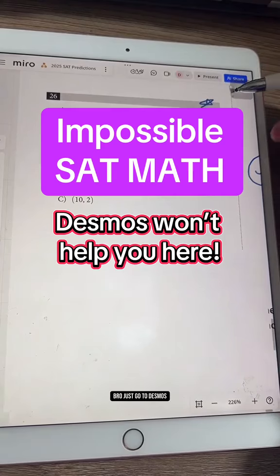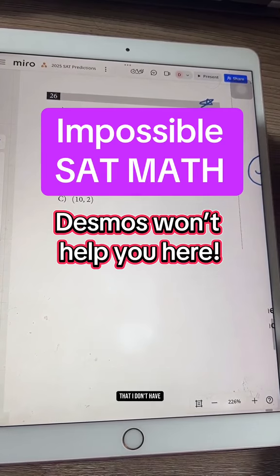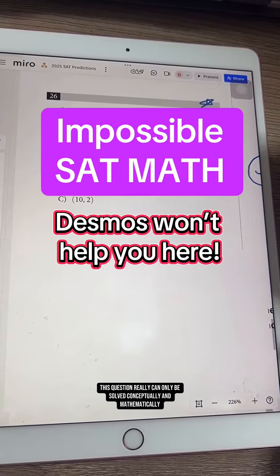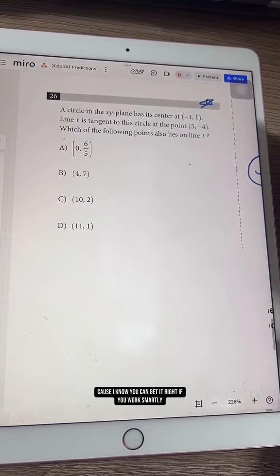Bruh, just go to Desmos is not going to help you on this problem, because if you don't have some sort of advanced piece of Desmos knowledge that I don't have, this question really can only be solved conceptually and mathematically. Let me show you a really tough question. I want you to stick with me because I know you can get it right if you work smartly.